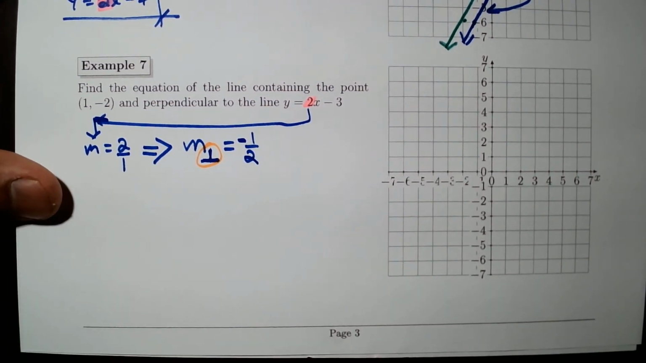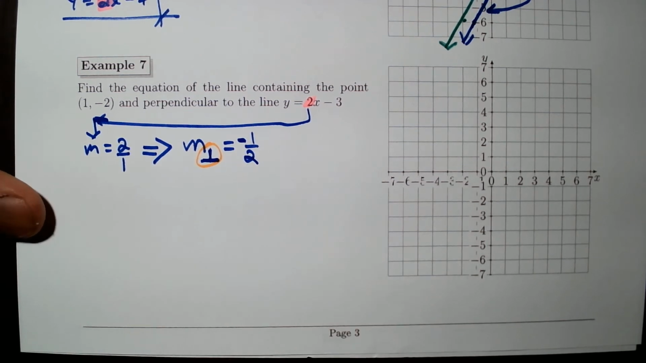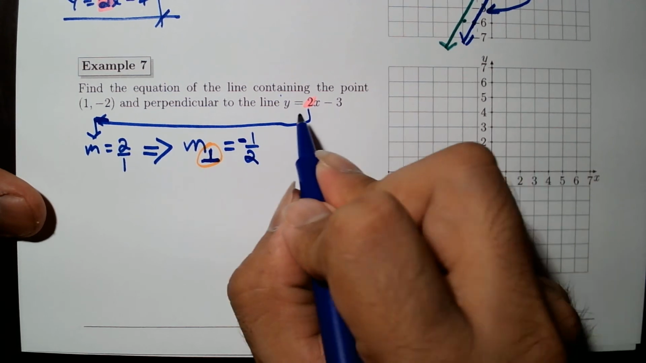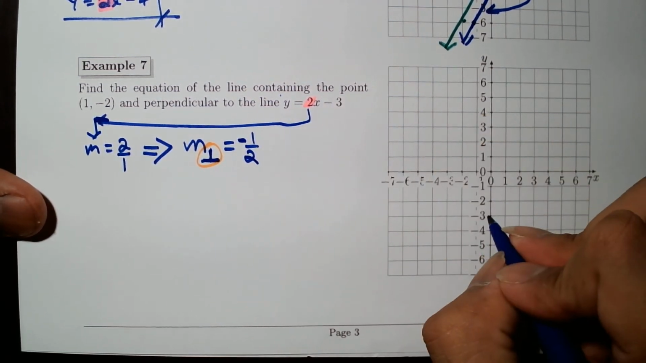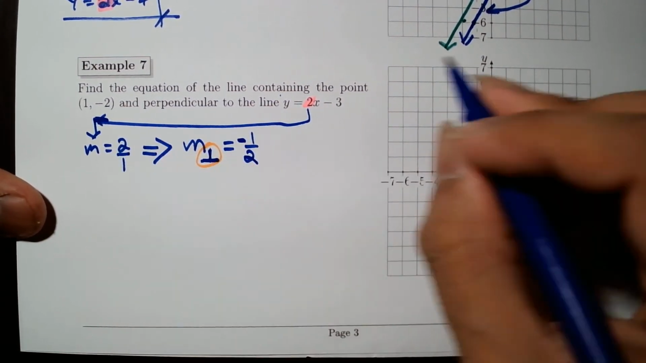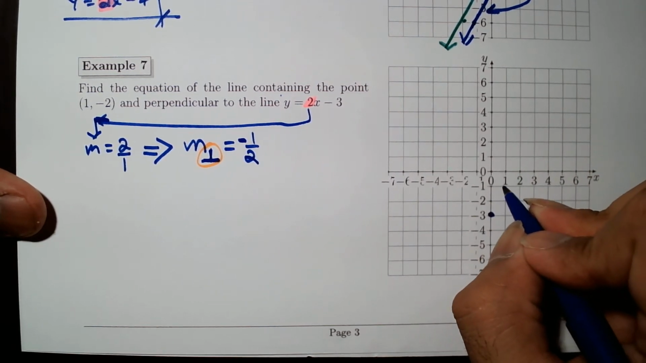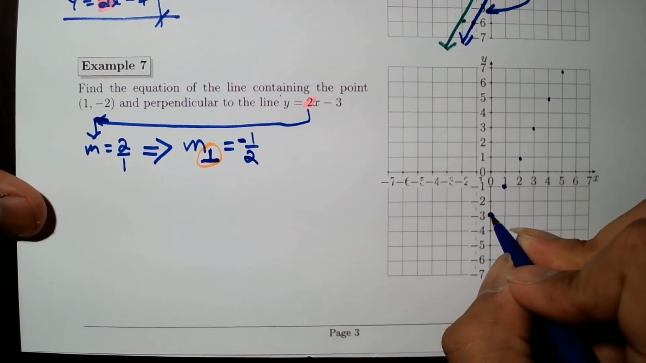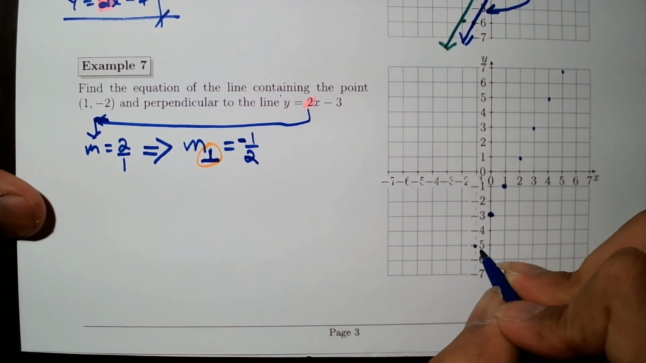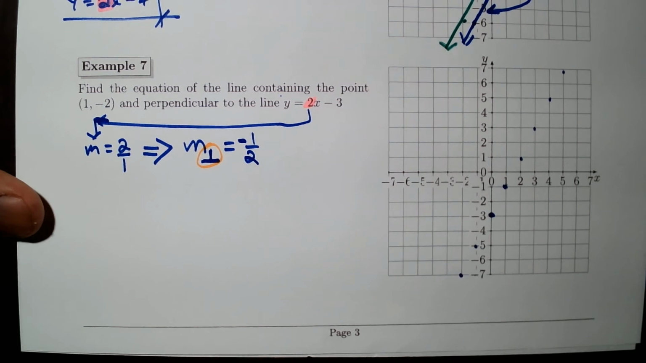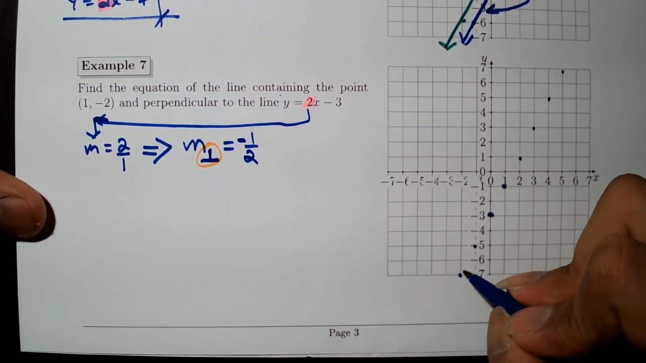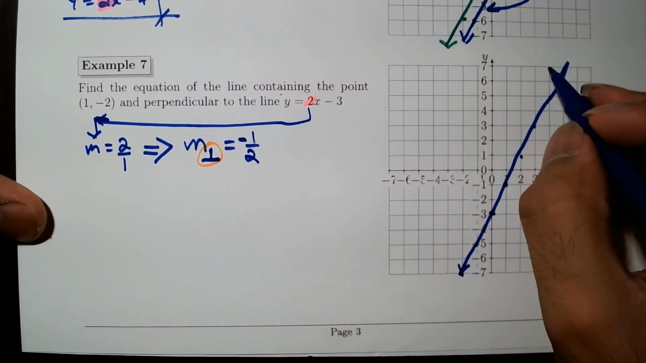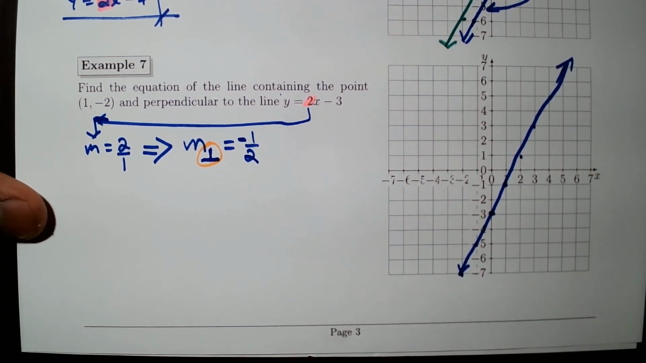Now that we have this information, first of all, it would be a good idea to draw this line. The y-intercept is at negative 3, and the slope is 2: rise 2 units, run 1 unit, rise 2, run 1, rise 2, run 1, then go back, go down 1, go back 1, go down 1, go back 1. So that's going to be our line here.